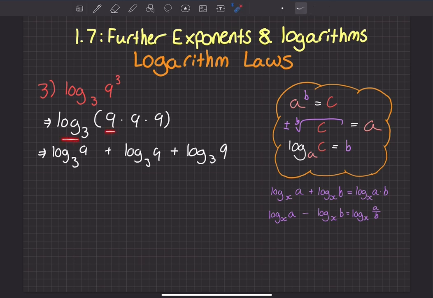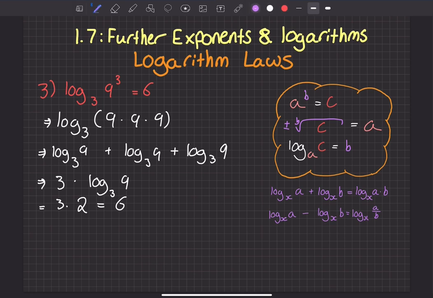So log base 3 of 9 times 9 times 9 is basically this. And now we have log base 3 of 9 added by itself 3 times. So basically have 3 log base 3 of 9's, right? 3 times log base 3 of 9. And what we'll notice is that this here, basically what happened is that this 3 just moved to the front, right? And we can actually solve this because we know that log base 3 of 9 is 2, so that's 3 times 2, which should give us 6. So this here is 6, right?